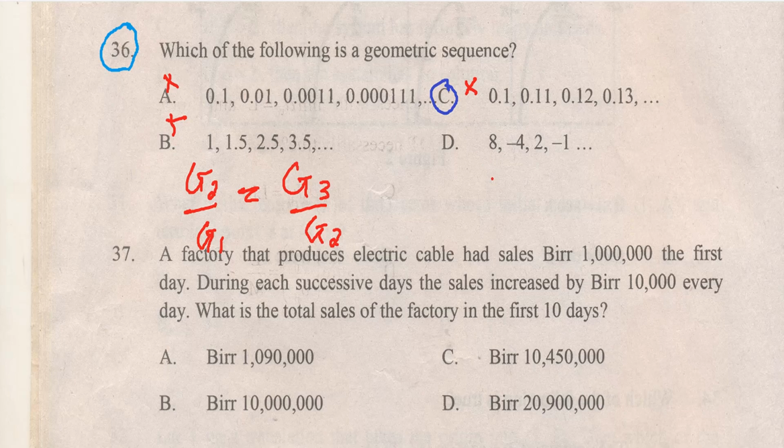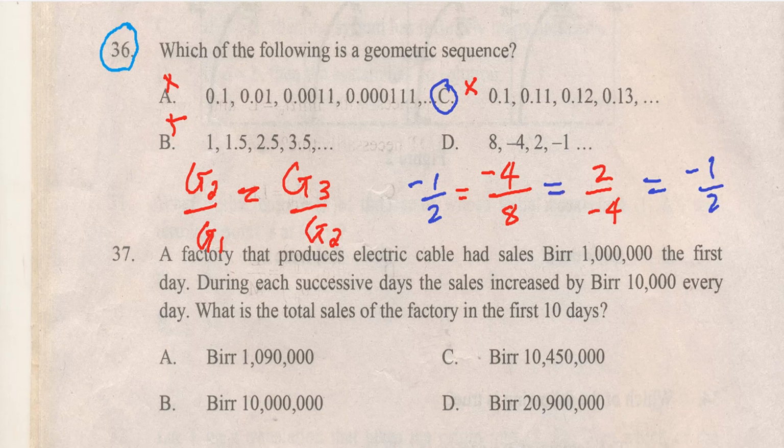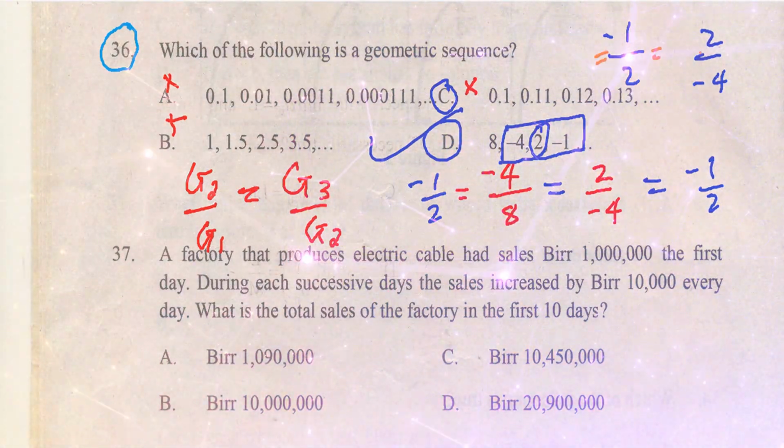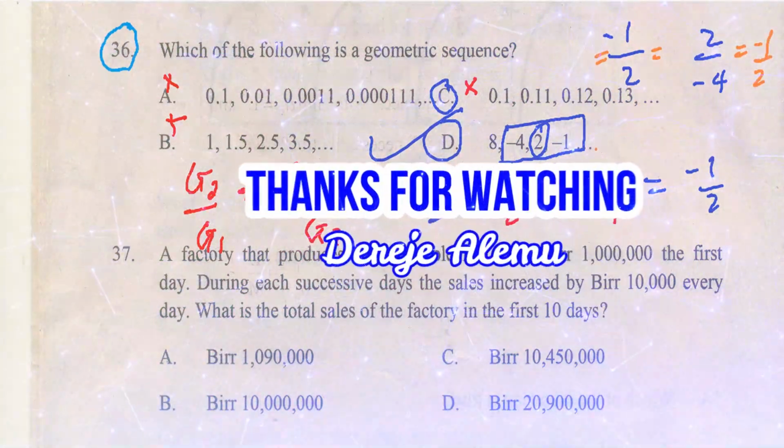But here you can see this is a geometric sequence. The second term is -4 divided by the first term 8, and the third term is 2 and the second term is -4. The left side is -1/2 and the right side is also -1/2, so these two numbers are equal. Therefore D is a geometric sequence. This works. For example, if we take these three terms, we can check: -4 divided by 8 and 2 divided by -4. You can see this is -1/2 and this is also -1/2. Therefore your answer is D.